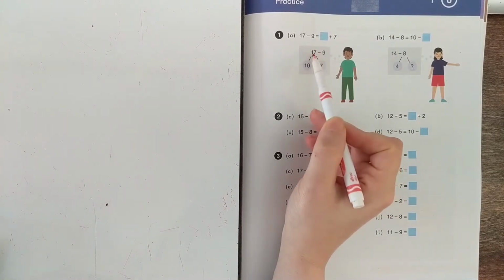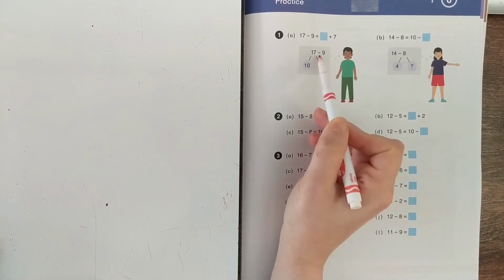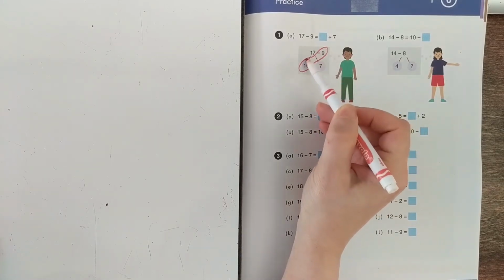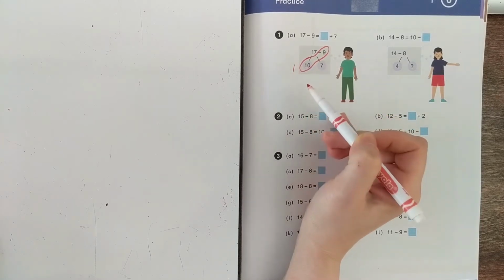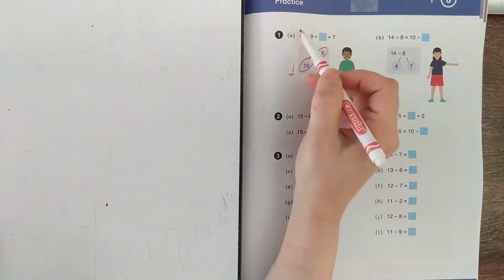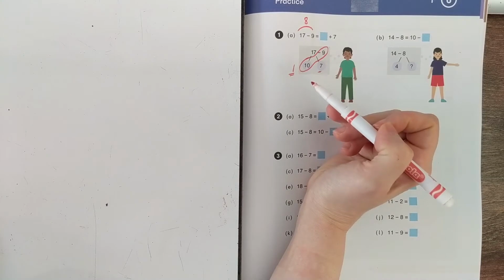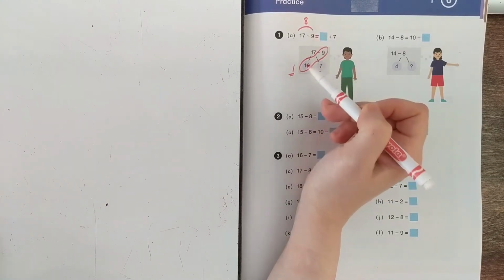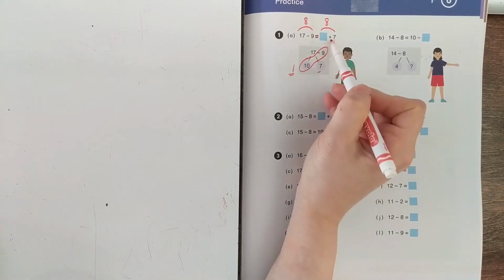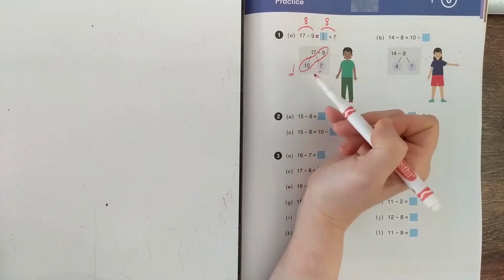What did they do? They said inside the 17 there is a 10 and a 7, and they're going to take away the 9. So if we did that, 10 minus 9 is 1, 1 and the 7 is 8. So that would mean this side of the equation is 8. There's an equal sign here, which means this side of the equation also has to be 8. 7 plus what gives you 8? 7 plus 1 gives you 8.